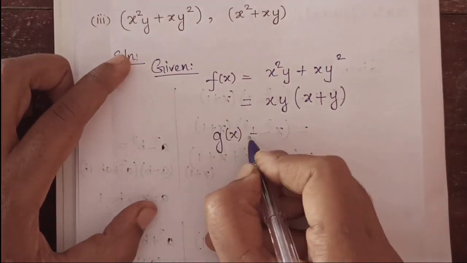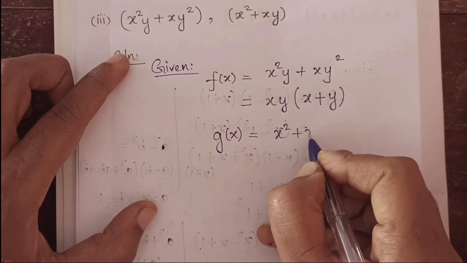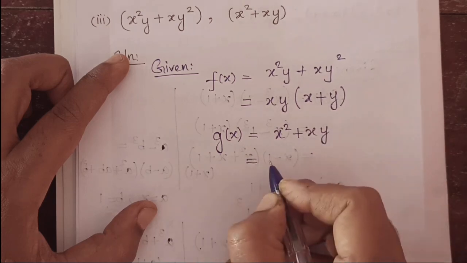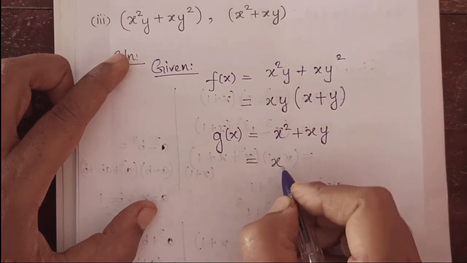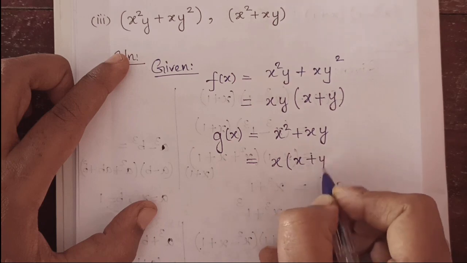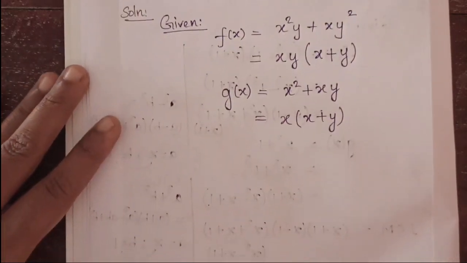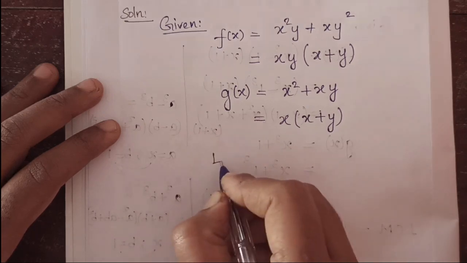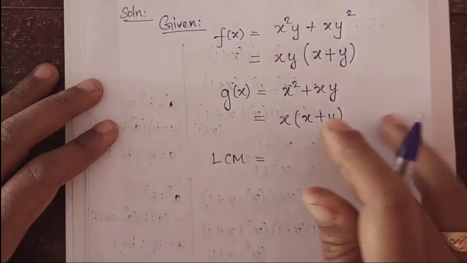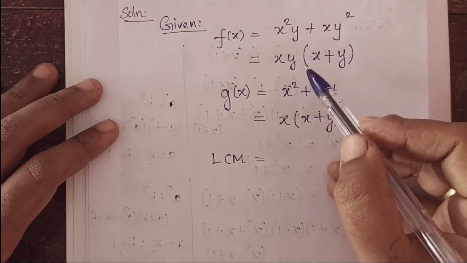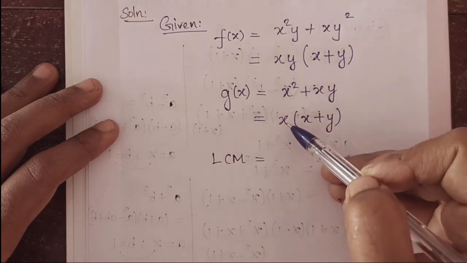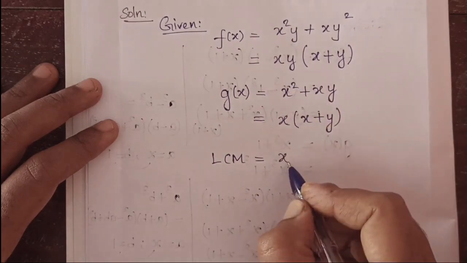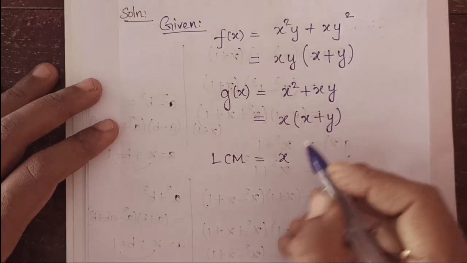Now write the g of x. So g of x equal to x square plus xy. Is there any common term here? So x into x plus y. What is the next thing we need to find? LCM, then GCD. So LCM equal to, check. What are the common terms here? x and x is common. So just write that. And x plus y is there. So x plus y.